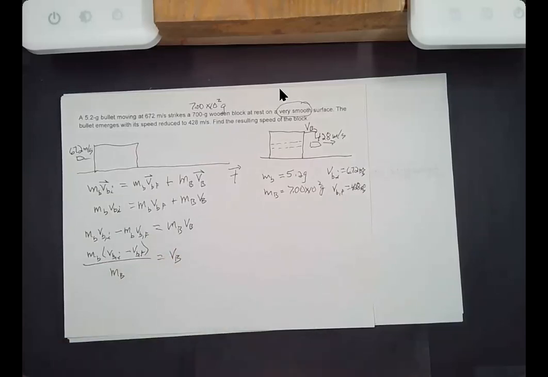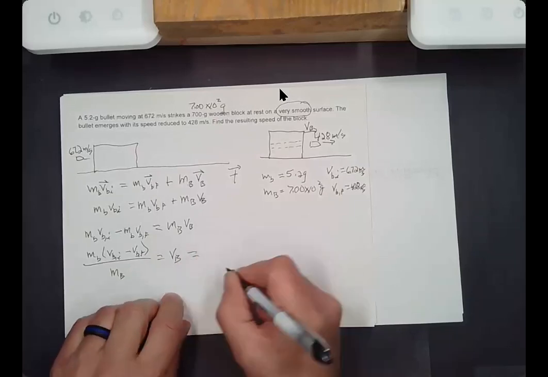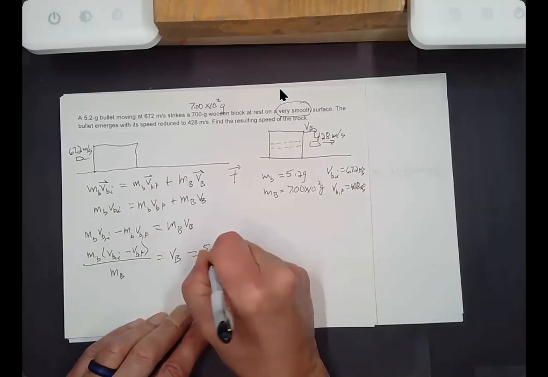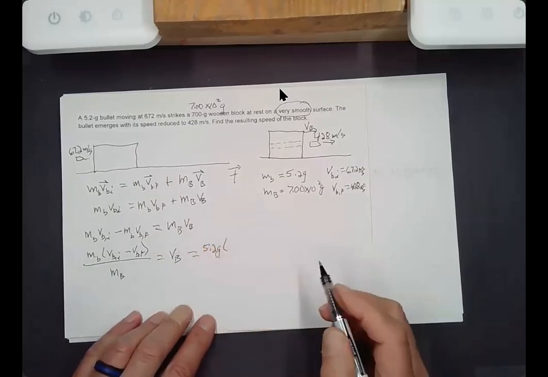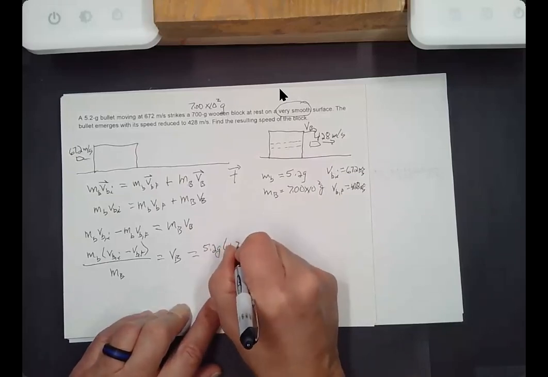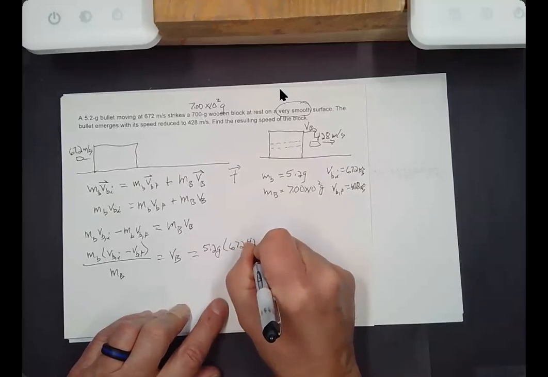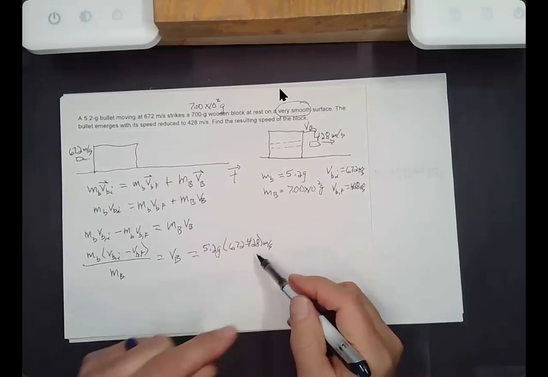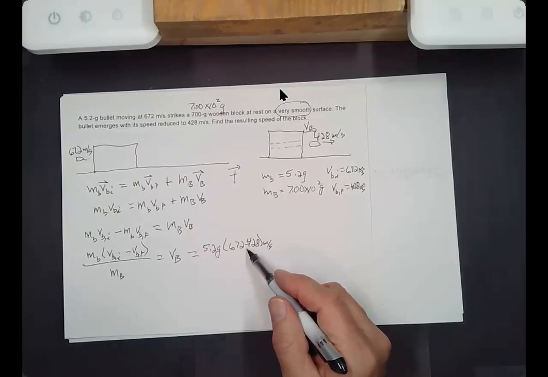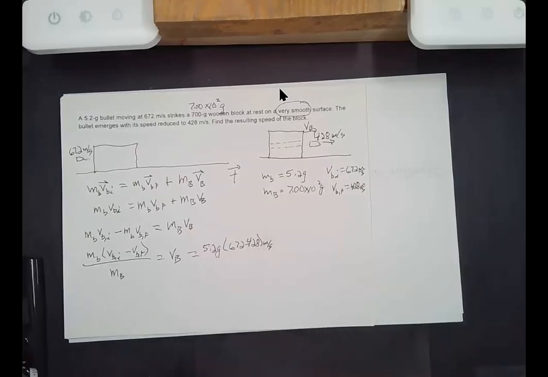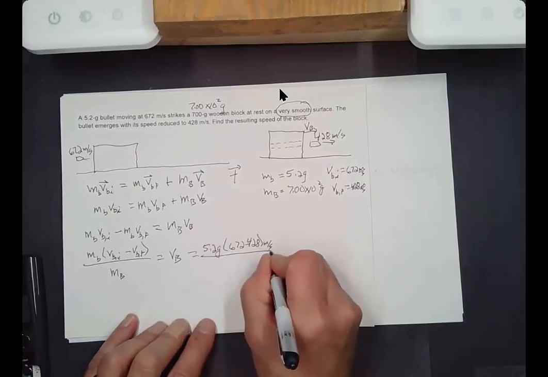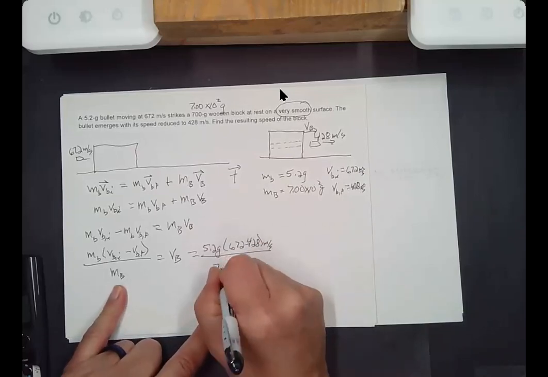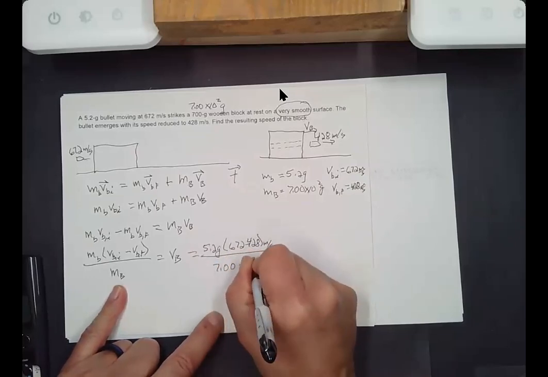So this one was a relatively straightforward thing, probably easier than the two-dimensional ones we've done the last couple of times. So just plug in the numbers, 5.2 grams times 672 minus 428, and those are both meters per second. I think that's 244. Check that. Oh well, we can do it all on the calculator. Mass of the block, 7.00 times 10 squared grams.